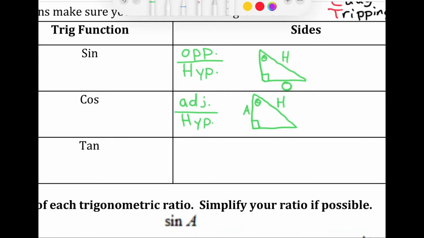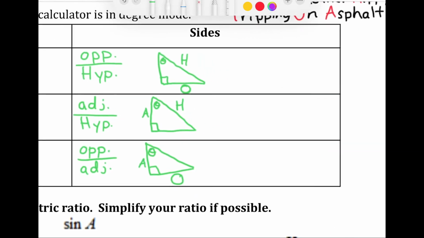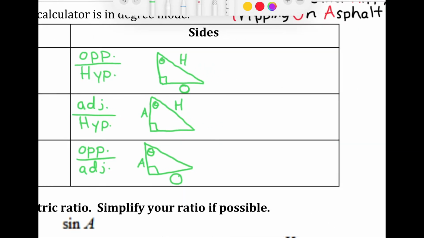And then tangent, lastly, is opposite side over adjacent side. So in our triangle, we're going to have our right triangle. We're going to have our theta that's identified for us. Adjacent side is the side that's touching the angle, but not the hypotenuse, so it would be the one off to the left. And our opposite side is going to be across from the triangle that does not touch the angle.